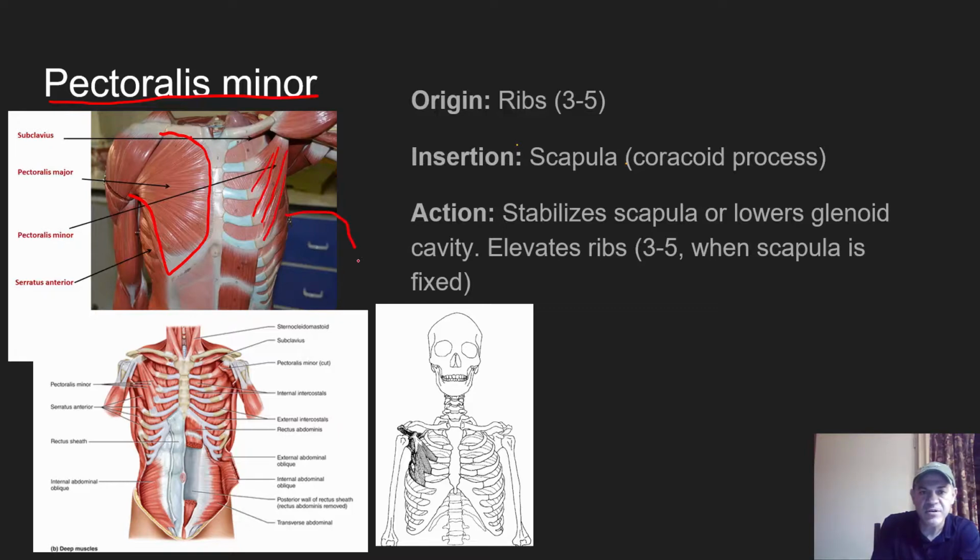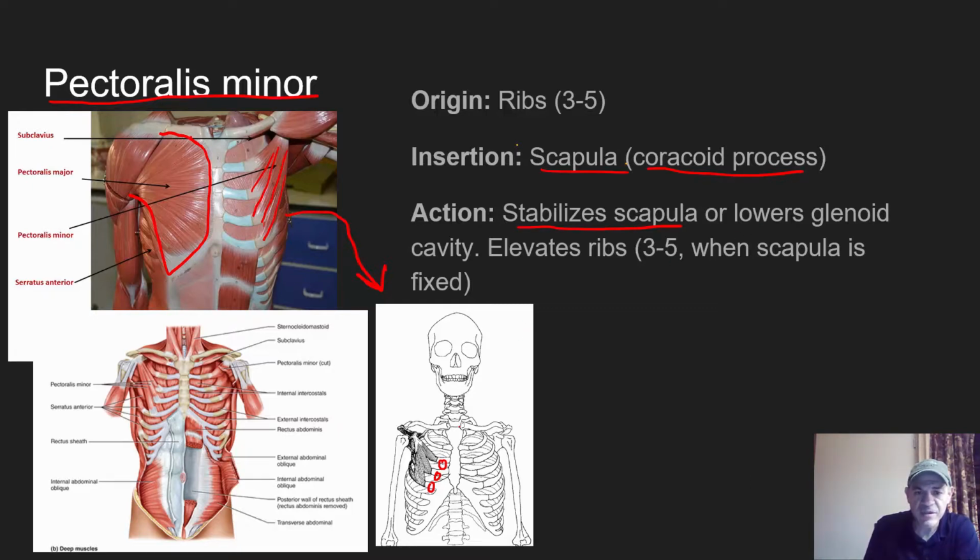And so it might be best to look at the image in isolation down here, where we're looking at the right pectoralis minor. And over here you can see the origin is going to be on the ribs. These are going to be ribs number 3, 4, and 5. And the insertion is going to be the scapula, specifically the coracoid process, which was a structure we saw in the scapula in earlier labs on the skeleton. And so the action of this muscle, one of the actions is to stabilize the scapula.